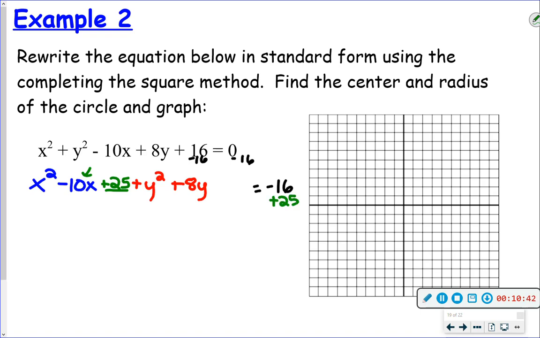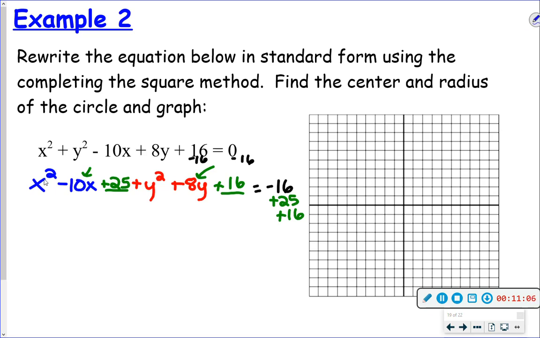Normally I'd put it next to 16, but I don't want to run into the graph grid, so I just stacked it underneath it. Okay, now we're going to do the same for the y's. I'm going to look at the coefficient on y. Half of 8 is, squared is, and again balance. So all the green numbers I put on.